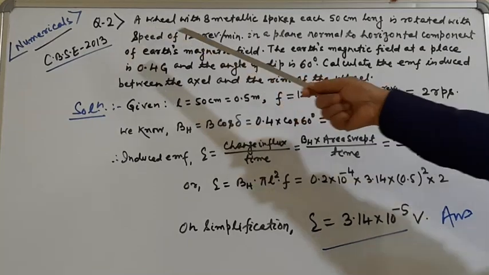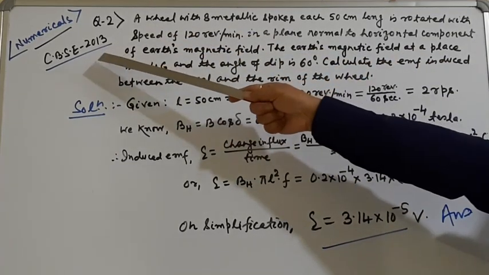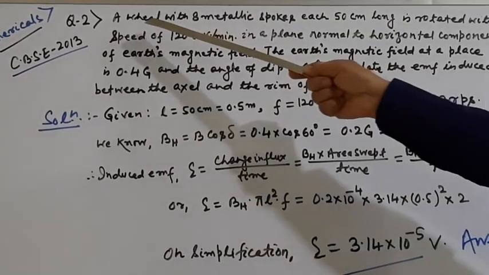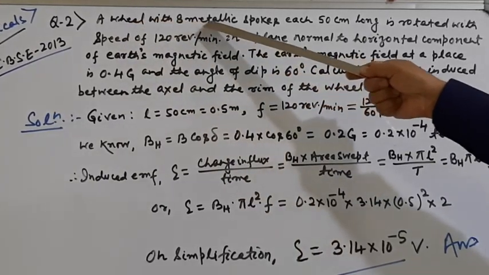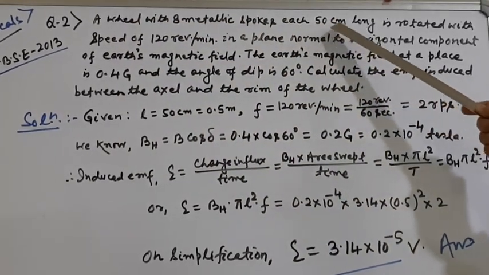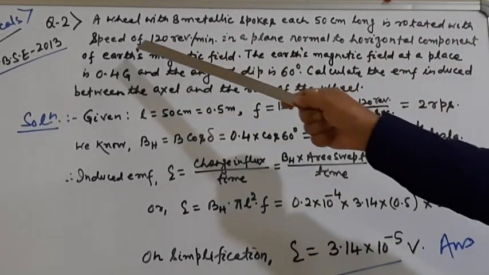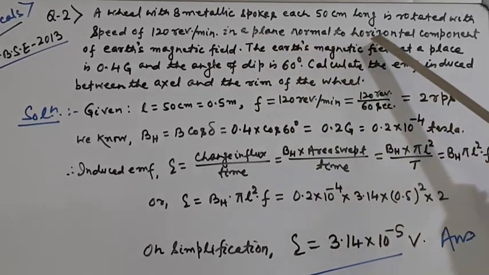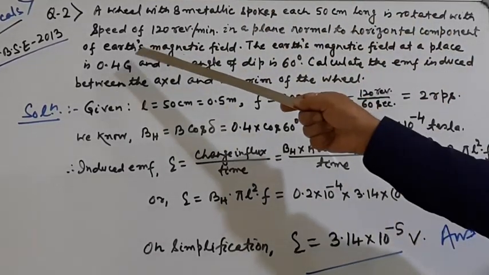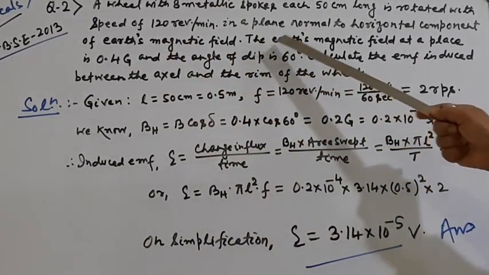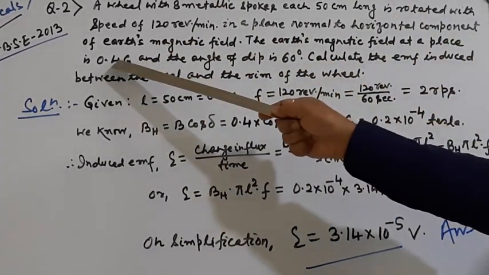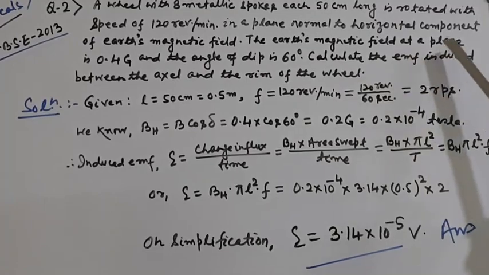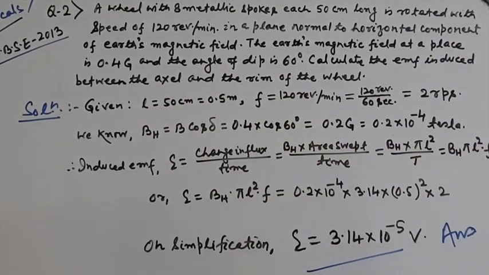See the second numerical. I have taken this numerical from CBSE 2013, and this type of question always comes in board exams. The question says: a wheel with 8 metallic spokes, each 50 cm long, is rotated with a speed of 120 revolutions per minute in a plane normal to the horizontal component of Earth's magnetic field. The Earth's magnetic field at a place is 0.4 Gauss, and the angle of dip is 60 degrees. Calculate the EMF induced between the axle and rim of the wheel.